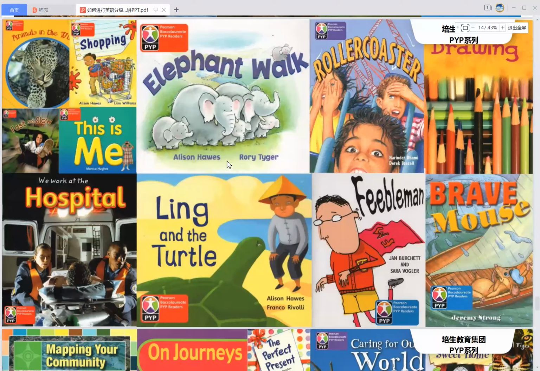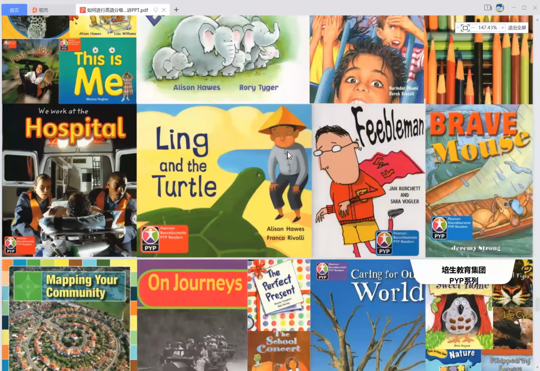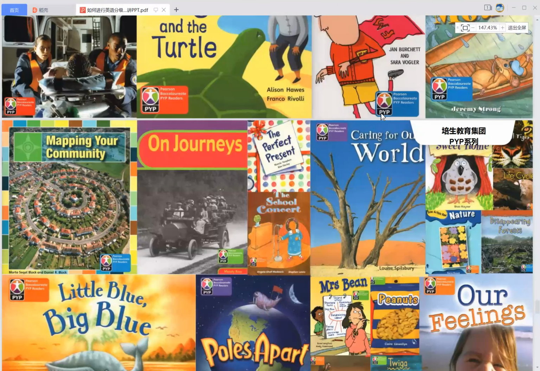The Feeble Man, Brave Mouse, Lean and the Turtle. I like the PYP because you can see the small logo called PYP. It's for the IB series. The IB series is an international curriculum series for kids who are about to take international education, like American universities or European universities. So these books and materials pretty much match those curriculums in school.